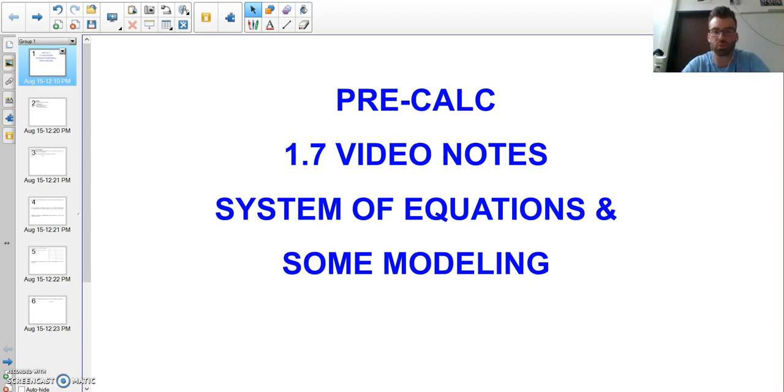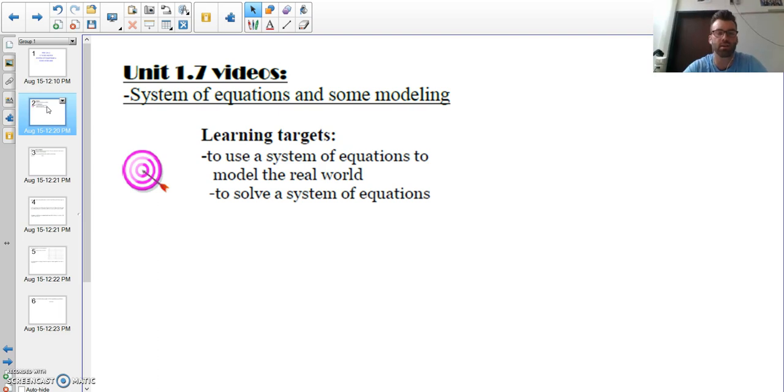Okay, welcome to 1.7 video notes, systems of equations, and a little bit of modeling, just a little bit of modeling for today. All right, so our learning targets of today are to use a system of equations to model the real world, math in IRL, in real life, and then to solve a system of equations.